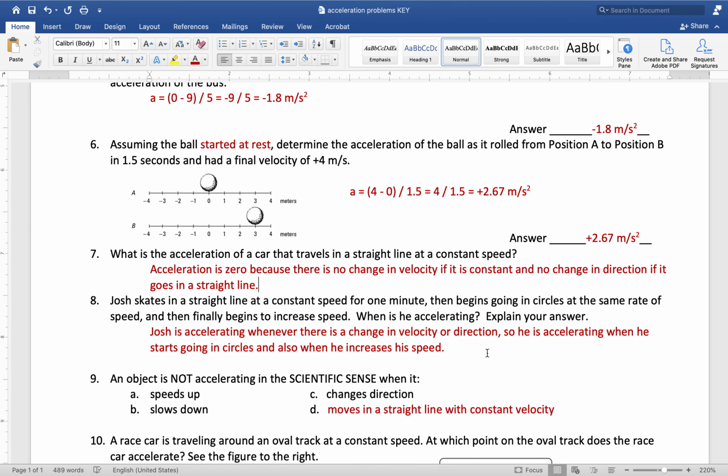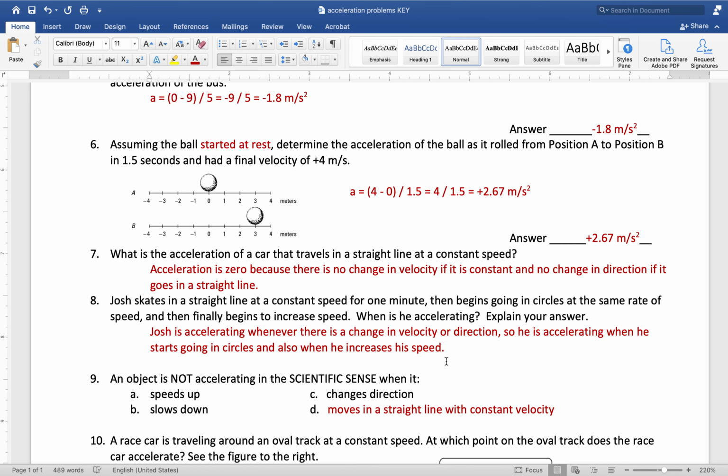Number 8, Josh skates in a straight line at a constant speed for 1 minute, then begins going in circles at the same rate of speed, and then finally begins to increase speed. When is he accelerating? Explain your answer. So Josh is accelerating whenever there is a change in velocity or direction. So that means when he's going in circles, he's changing his direction. So he's accelerating there. And then when he increases the speed, he's accelerating there because he's changing his velocity. So in circles and then increasing speed are the 2 times he is accelerating.